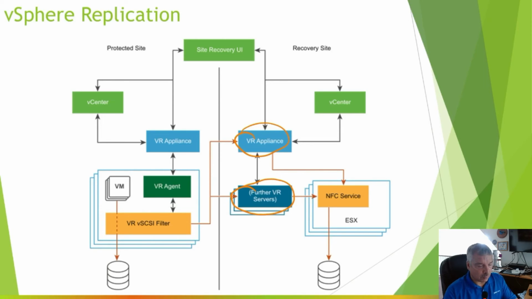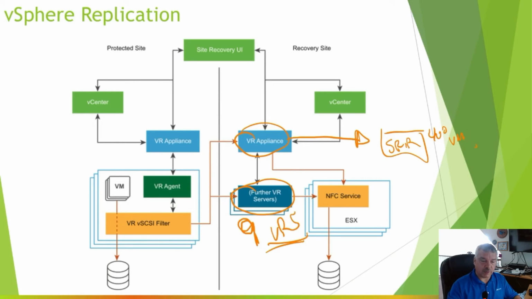VMs. Remember I said this appliance has a replication server component in it, so that's up to 400 VMs. If I want more than that, remember you can support up to 4,000 VMs, I could deploy an additional 9 more replication servers, and each would do 400. So that would be a total of 10, 4,000. So that's what these replication servers are for.